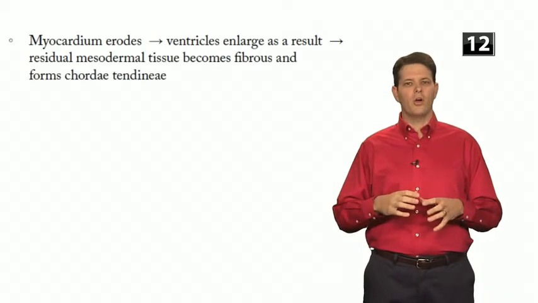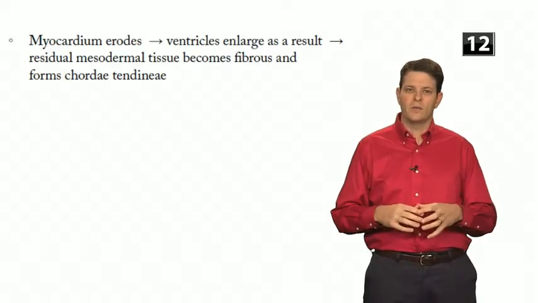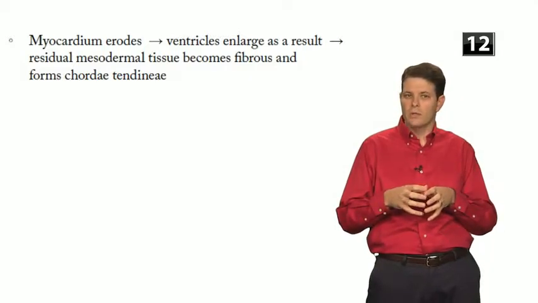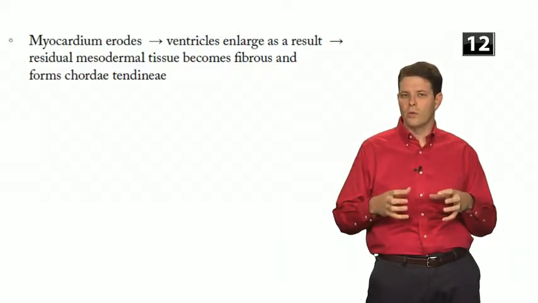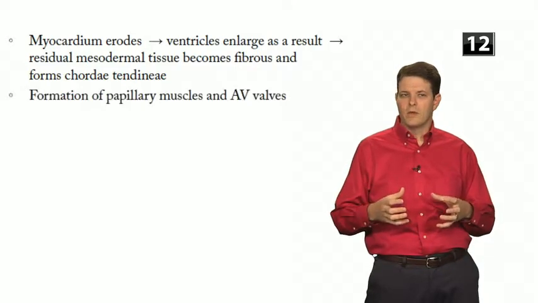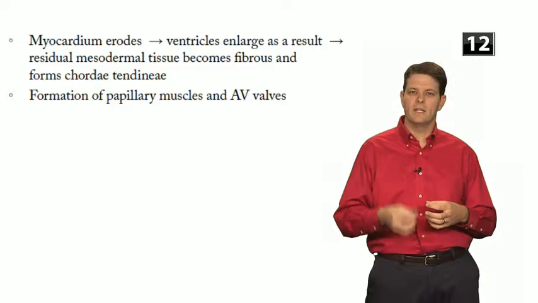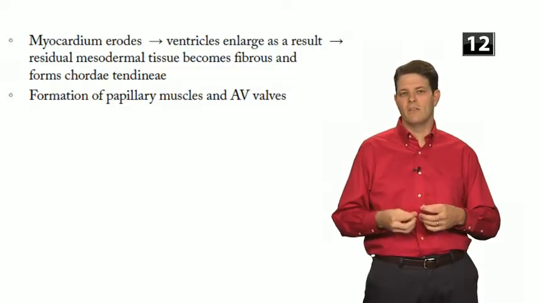So basically, the myocardium is going to erode, and the ventricles enlarge as a result. So you start with a rather narrow ventricular lumen, and then the myocardial cells kind of erode away, and that's going to enlarge the lumen. Then residual mesodermal tissue becomes fibrous, and it forms the chordae tendineae, and then the papillary muscles and the AV valves are able to form.